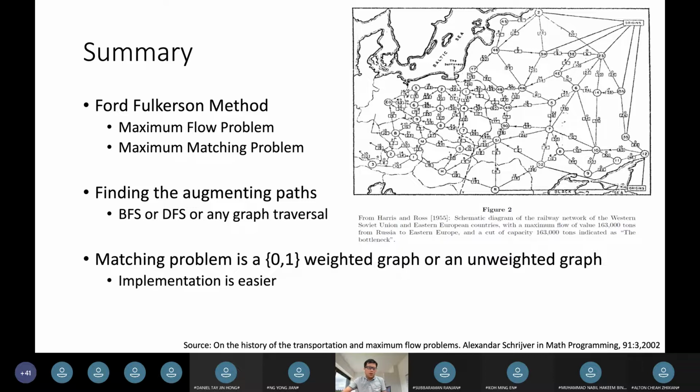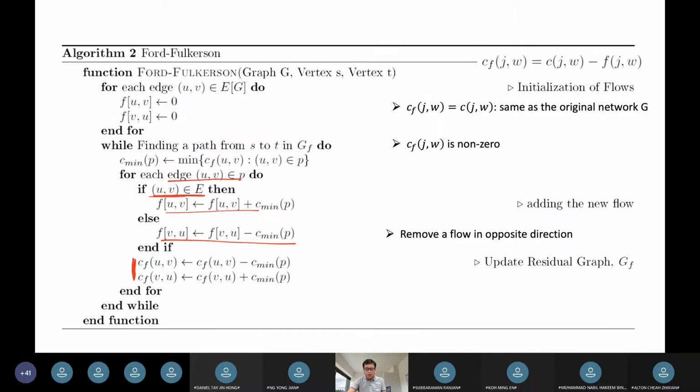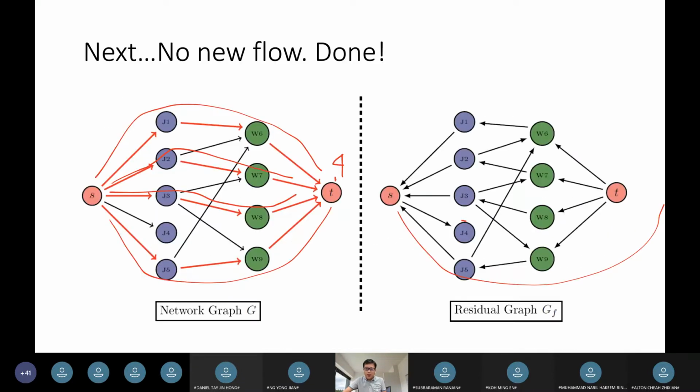Okay, so in summary, we studied the four focusing methods. It uses a maximum flow problem and a maximum matching problem. And normally, how can you find the path from S to T in the residual graph? Because every time we need to find an additional path from S to T in the graph.